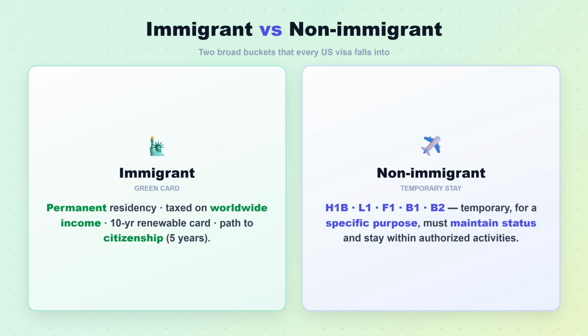On the other side, non-immigrant visas. This includes H-1B, L-1, F-1, B-1, B-2, and more. These are temporary. For a specific purpose, you must maintain your status, and you are limited to authorized activities. This single distinction shapes everything.